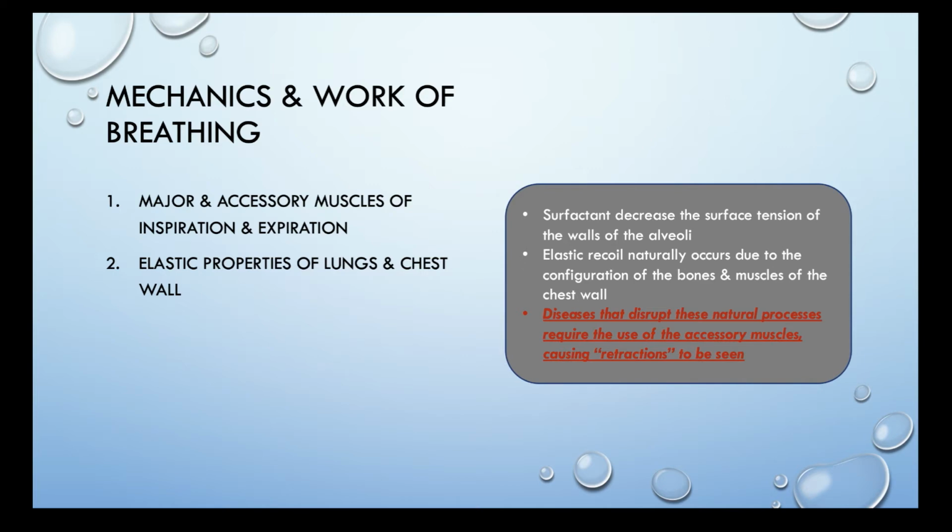Diseases that disrupt these two natural processes, again, will require the use of our accessory muscles. And when people do this, what you'll see is called retractions. So if you say somebody's having a hard time breathing, and they're retracting, that's a really late point of the game, like tripoding. This person's really, really having a hard time perfusing and ventilating. So that's called retractions when we use accessory muscles.